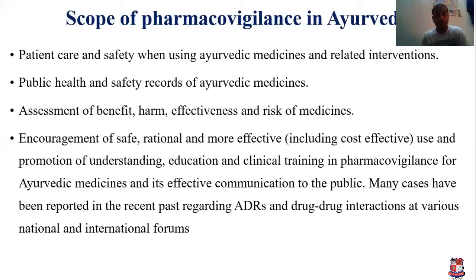Public health and safety records of Ayurvedic medicines, assessment of benefit, harm, effectiveness and risk of medicines, encouragement of safe, rational, and more effective use, and promotion of understanding, education, and clinical training in pharmacovigilance for Ayurvedic medicines, and its effective communication to the public. In many cases, adverse drug reactions and drug-drug interactions have been reported in the recent past at various national and international forums. So these are the various scopes of pharmacovigilance in Ayurveda.